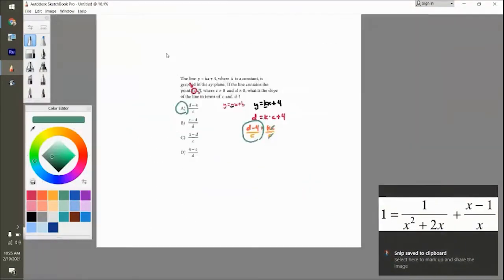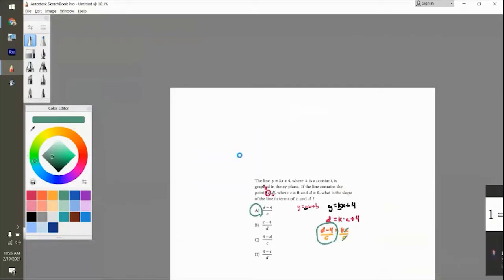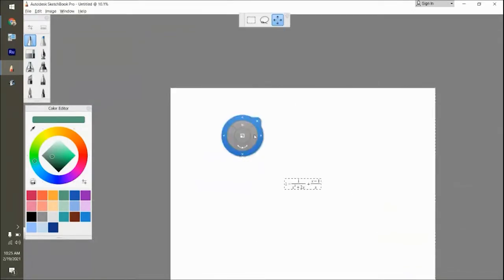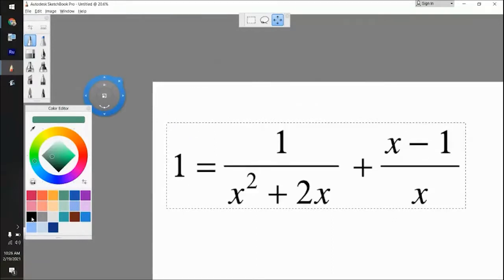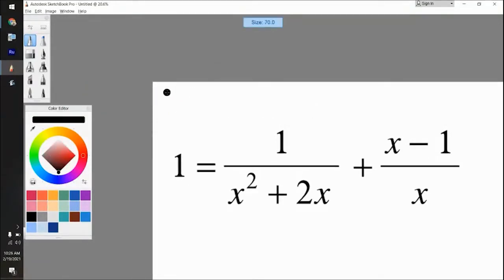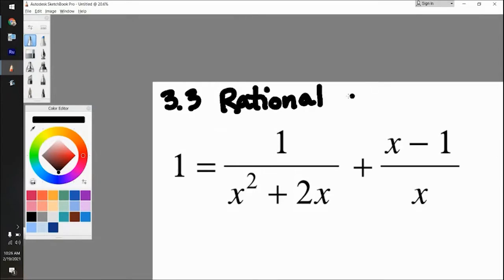Okay, so start a new section in your notes, section 3.3, rational equations. This is where I want you to actually start writing stuff down. At the very top here, I'm going to write 3.3. So we have section 3.3, and we're going to be solving rational equations. Equations have equal signs.